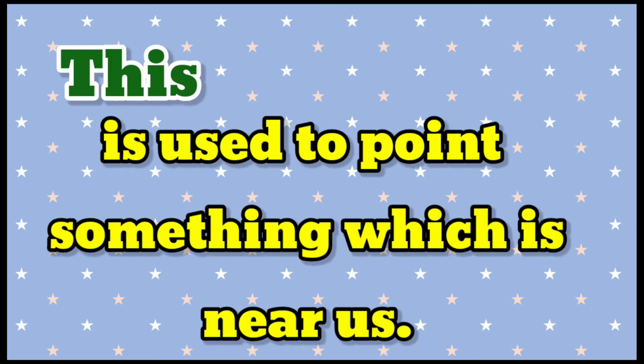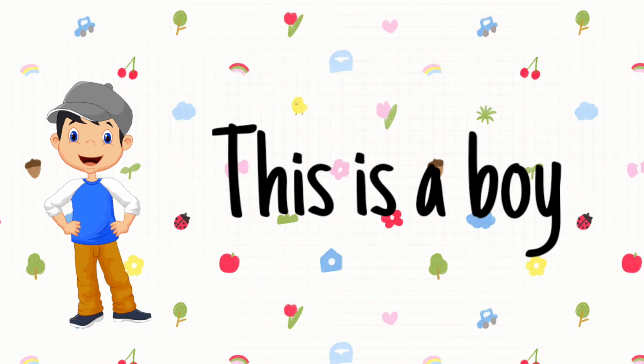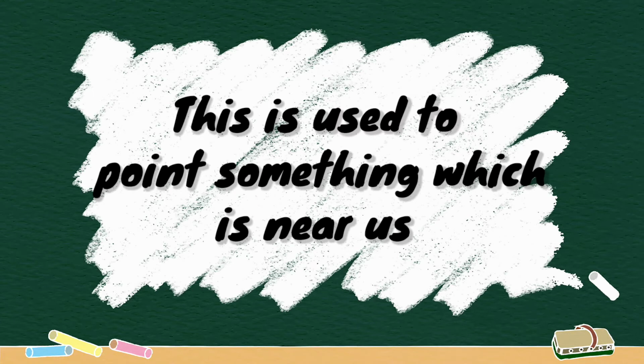Let us see, children. This is used to point something which is near us. This is a boy. The boy is near to us, so we use this. This is used to point something which is near to us.